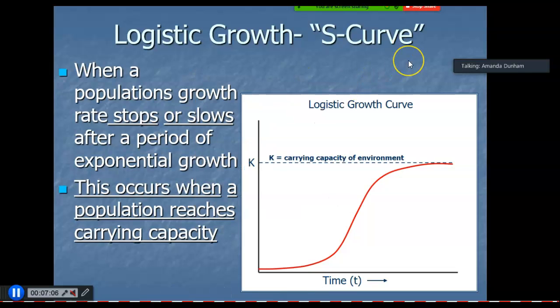This is your population notes. So the population's PowerPoint.